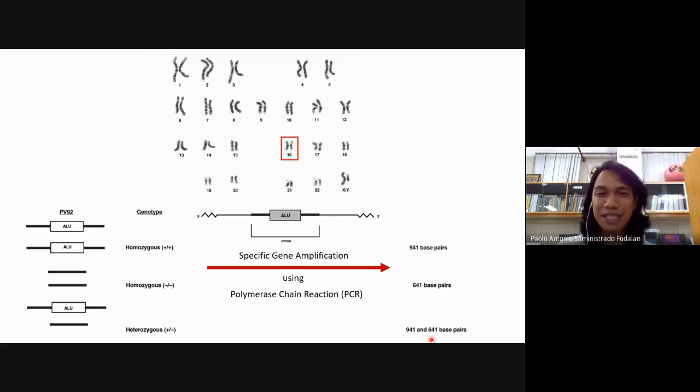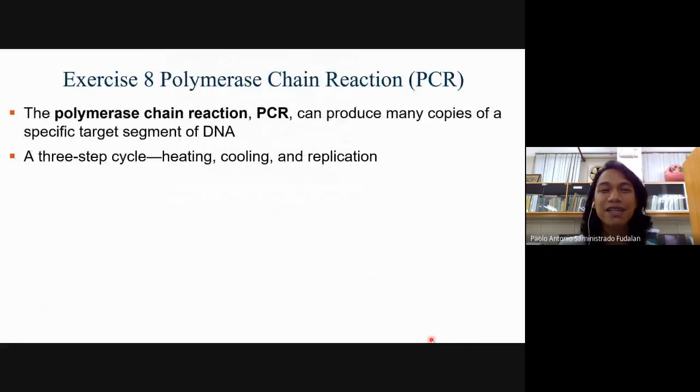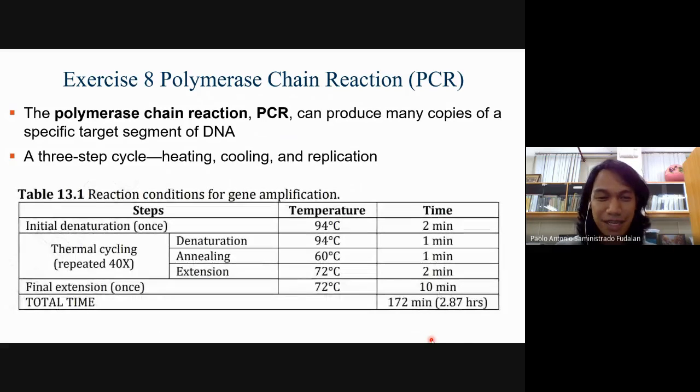So what is PCR now? PCR is a process that can produce many, many copies of a specific target gene. And our target gene is the ALU gene in chromosome 16. If you read the manual, there are three basic steps or cycles. First, the heating, then the cooling, and then replication. The technical terms are these. First, there's heating or the denaturation.